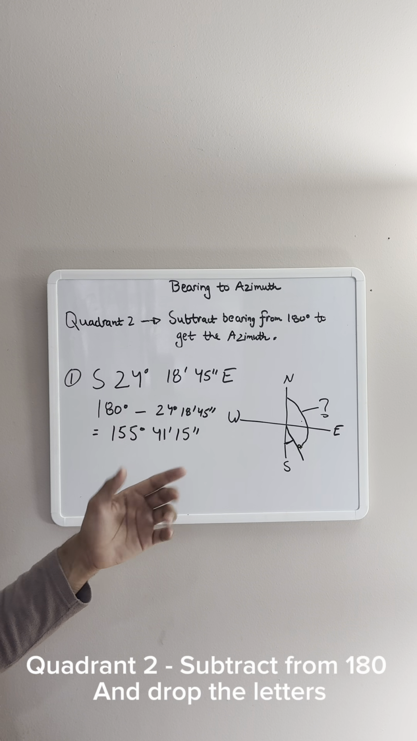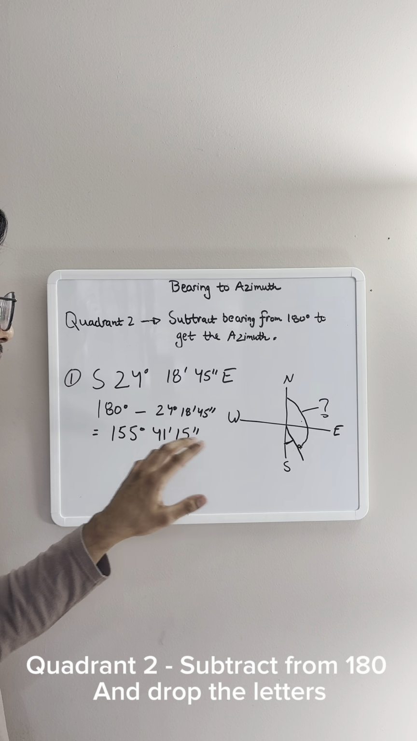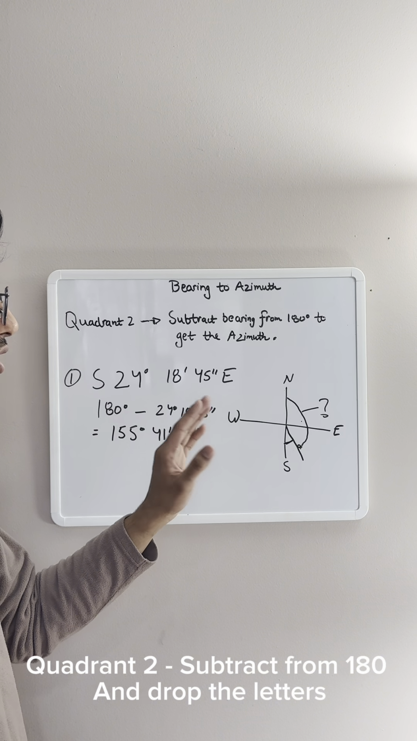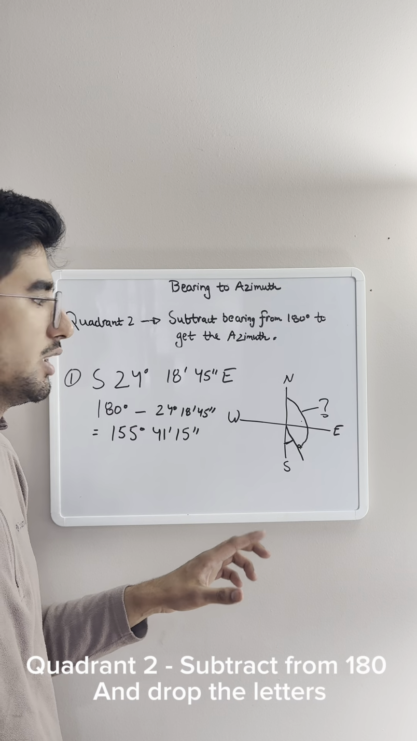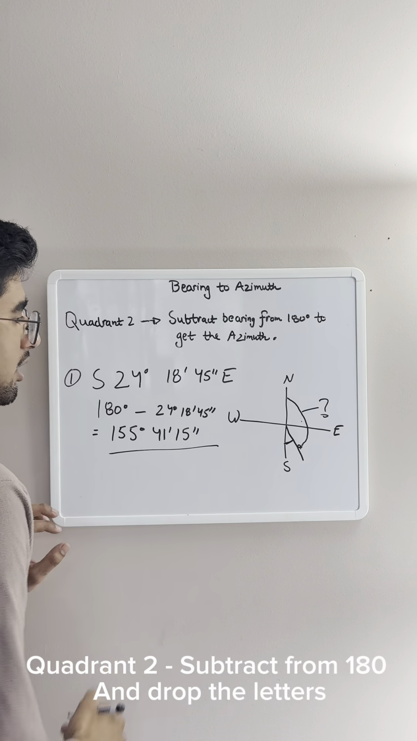And in azimuth, we don't put any letters because it's always referenced from north, and it's always 0 to 360. And that's your answer.